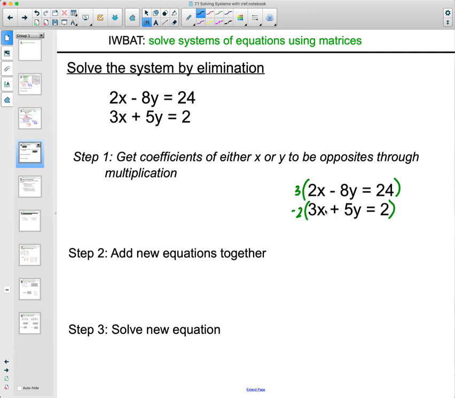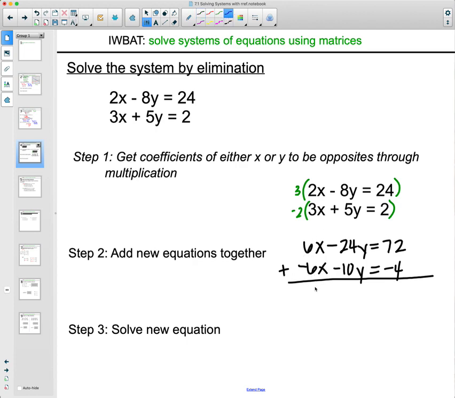So then that's going to get me 6x on top minus 24y equals 72. Then on this second equation, I'm going to get -6x, so I have opposites, -10y, and then -4. So once you have opposites, you're going to add those equations together. This is going to eliminate one of your variables because 6 plus -6 is 0. -24y plus -10y is -34y. And then equals 72 plus -4 is 68.